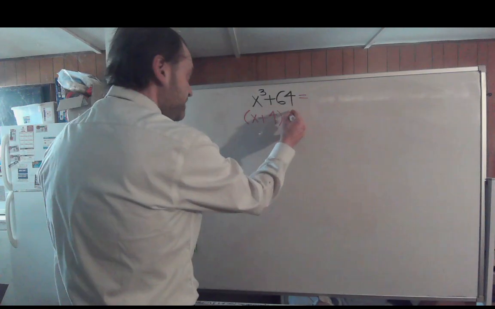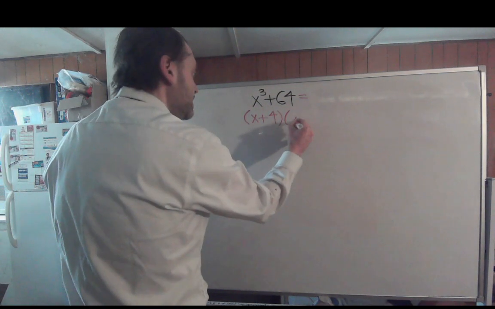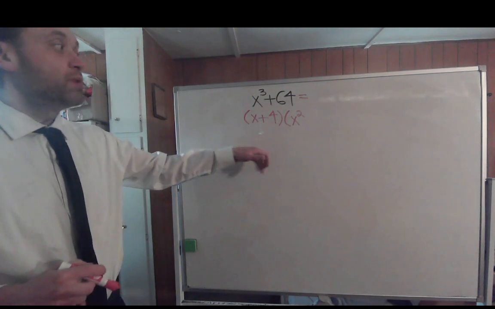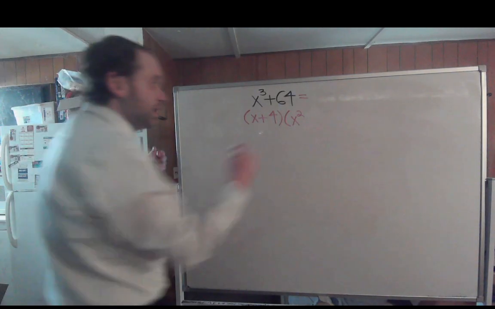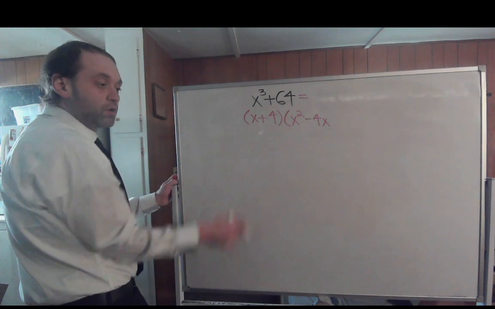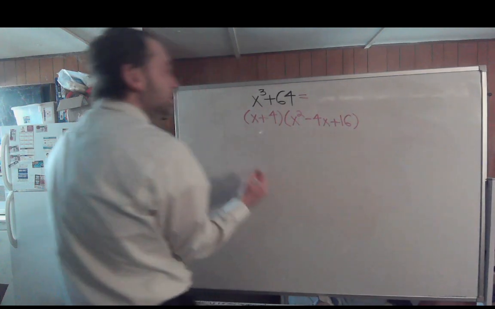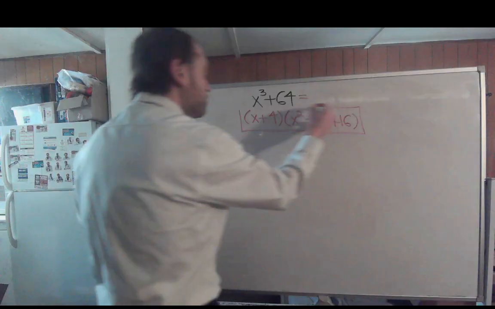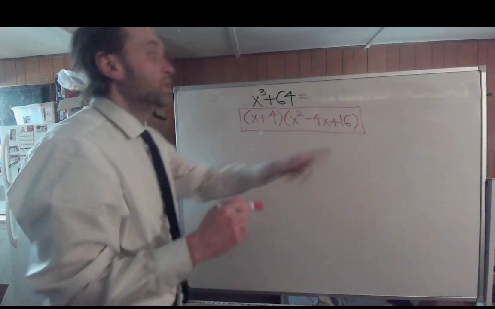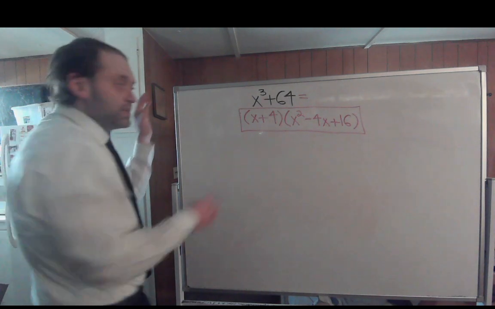Now, to get your second factor, take your x, take that to the second power. You would end up getting x to the second power. For your next term, multiply x times 4, you would get 4x, and then you've got to negate that. So that would actually turn into minus 4x. And then take that plus 4, raise it to the second power, you would get plus 16. So x cubed plus 64 is going to factor into x plus 4 quantity times x squared minus 4x plus 16. And if you FOIL these out, you would get x cubed plus 64.